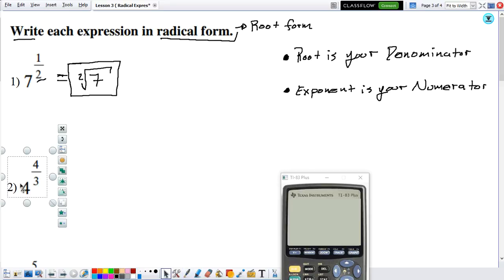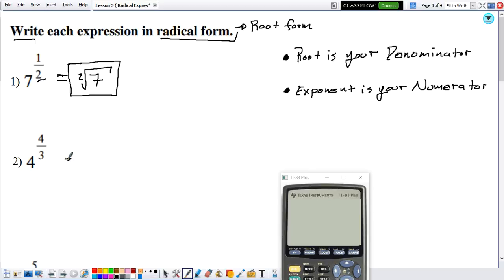Now let's look at example 2. Same idea here. What's your base? The base is 4, so we're going to write a 4, and we're going to write the root form of it. The root is located in the denominator. Here my denominator is 3, so that means that my root is going to be 3. And my numerator is my exponent. Here I notice that the exponent is 4. My numerator is 4, so that means that this whole thing, I need to raise it to the 4 exponent. And that's all we've got to do here.